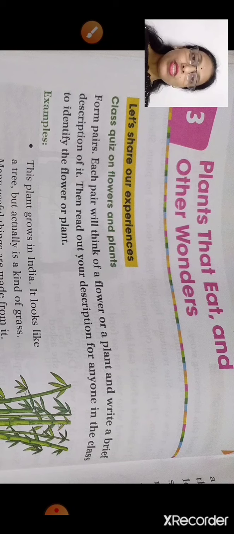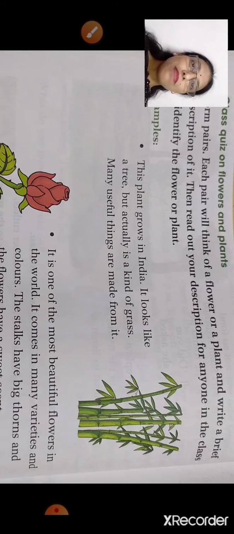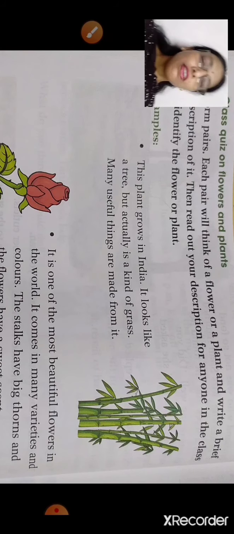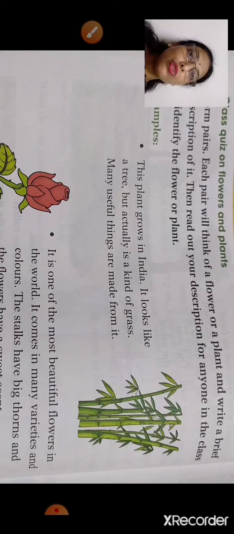It's a class quiz on flowers and plants. We have to do this by making pairs. Now, because of this problem of COVID, we cannot perform the activity in class. So, no problem. We'll do it through a virtual class. Now, these are the examples which are given. For the activity, we have to write the description of some plants and the partner has to identify which plant or which tree I'm talking about. We'll do it once we meet back in the class. For the moment, let's just discuss.